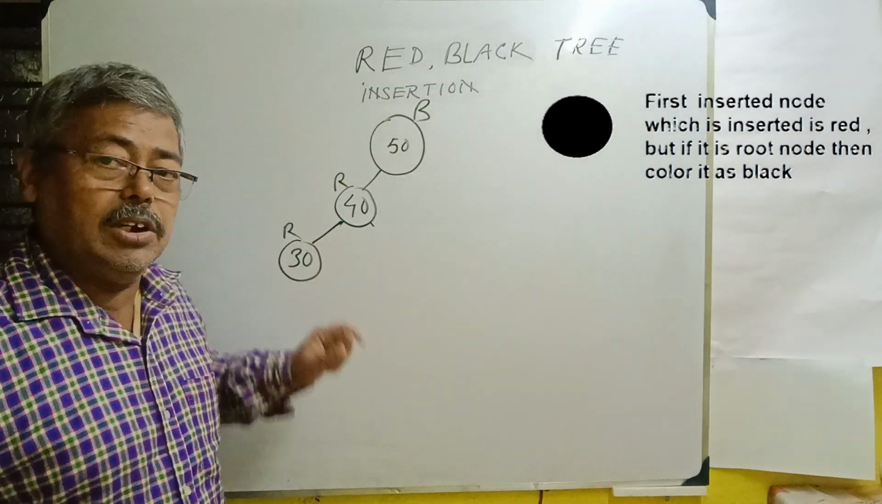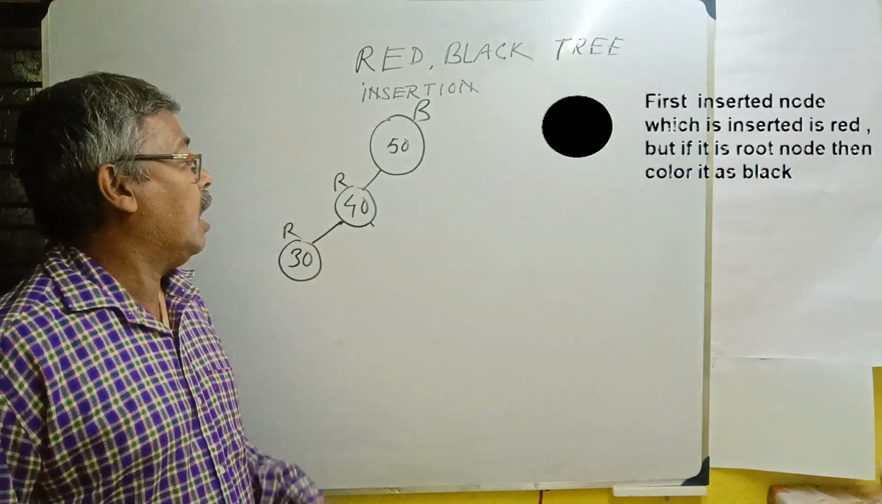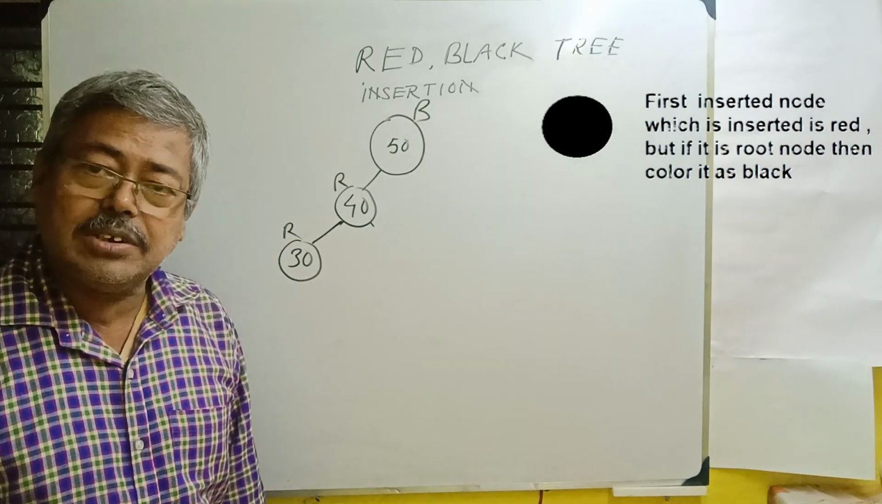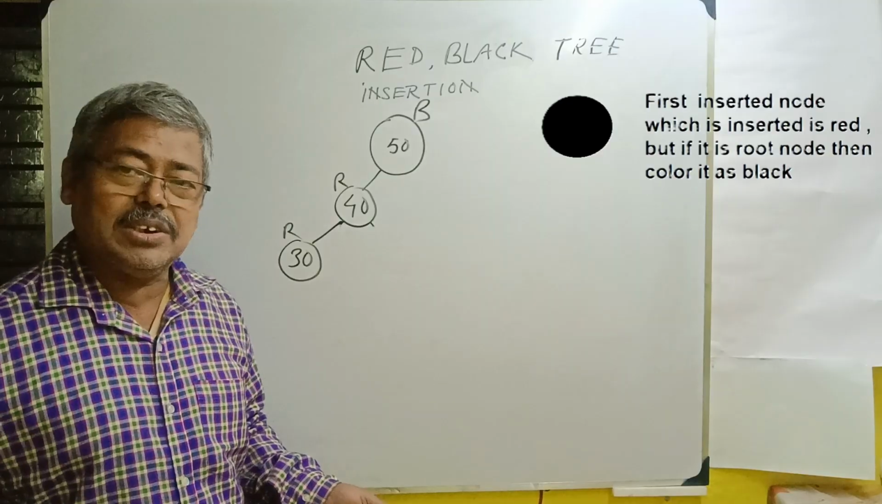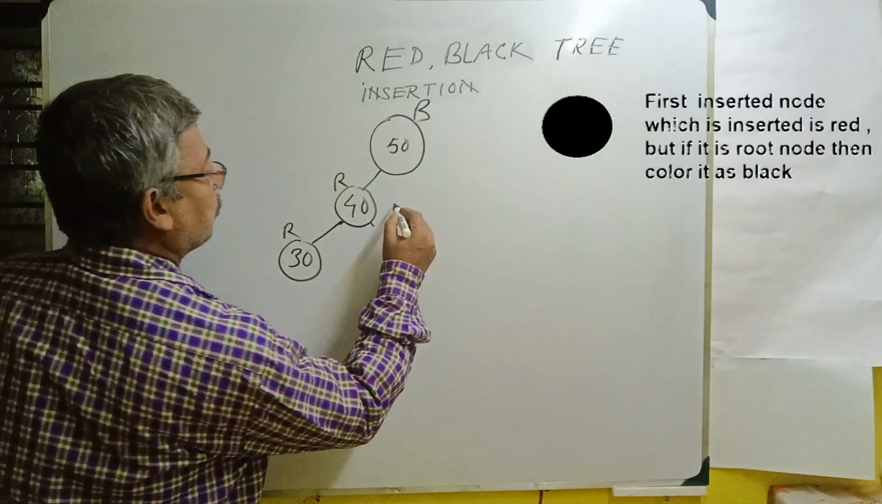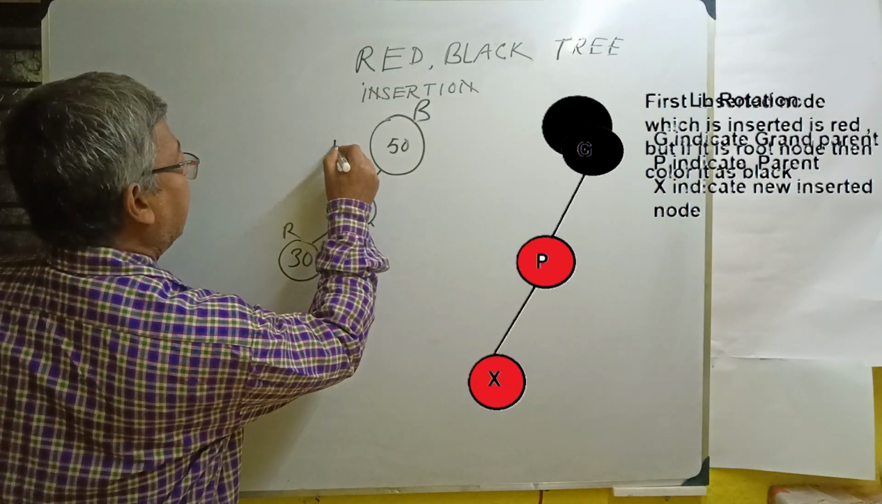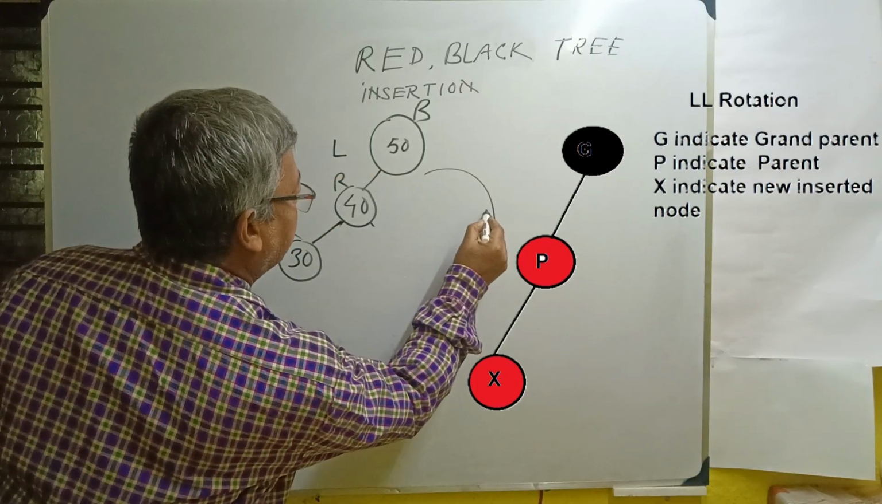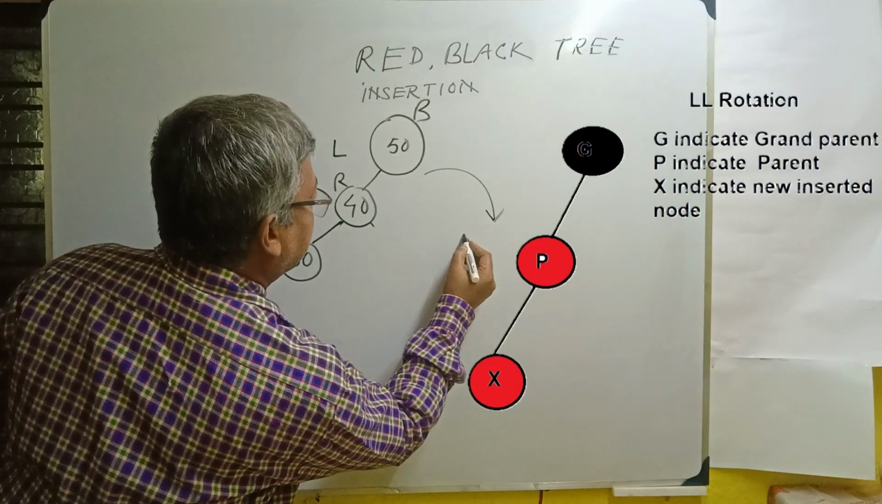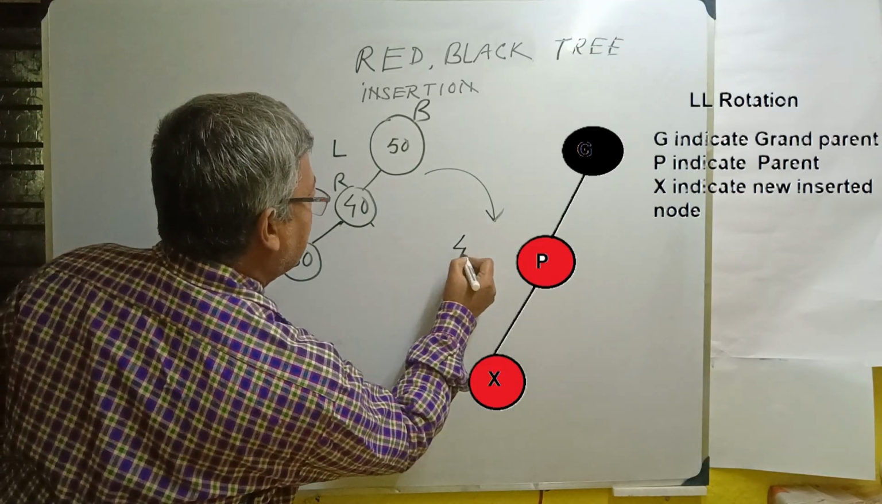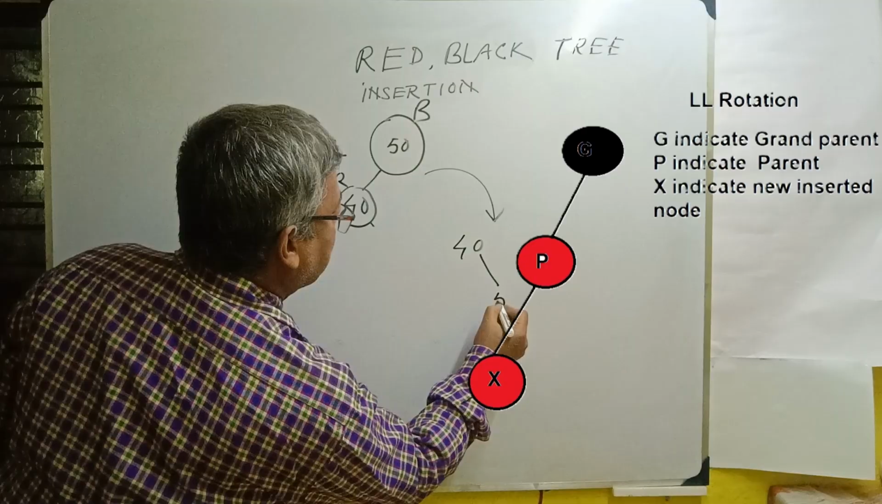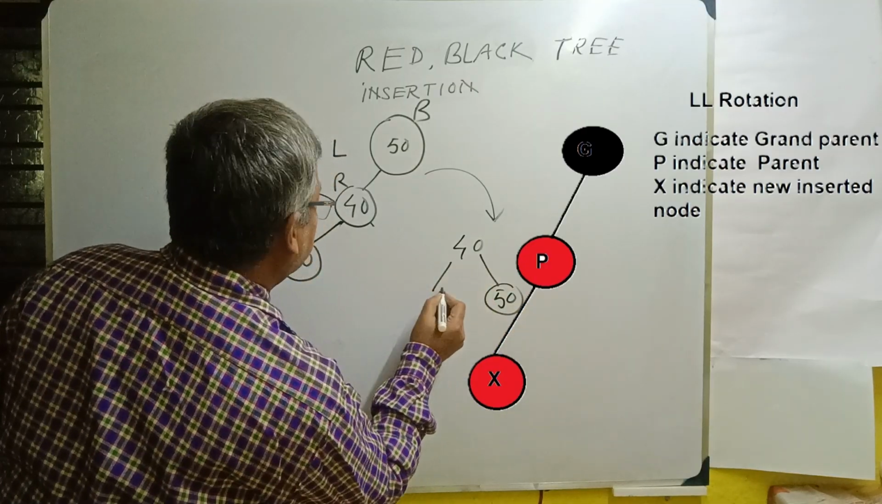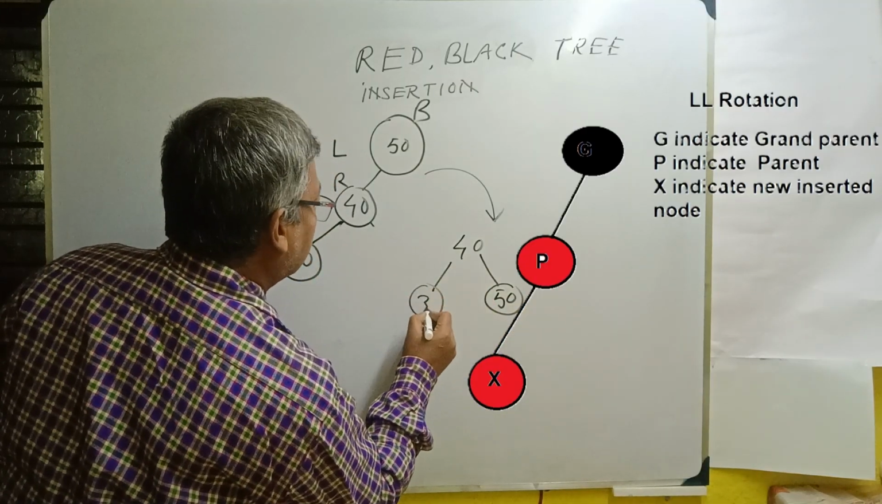So red confliction has arrived. How to resolve this red confliction? By rotation, like the AVL tree rotation. The rotation will be LL rotation. LL rotation means in this way: 40 will take the middle, center position, and 50 will be the right child of 40, and 30 will be the left child.